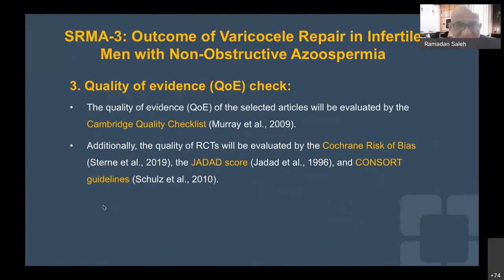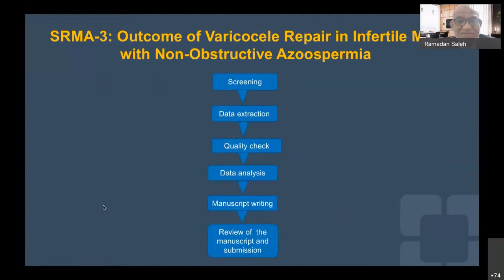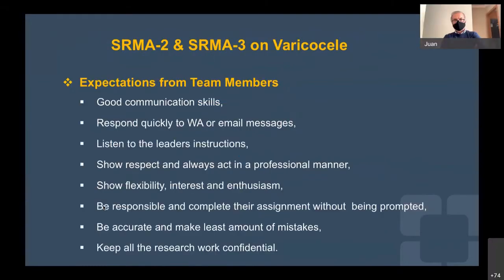These are the same as the second systematic review and meta-analysis. And the same policy also for accuracy of data collection. The same scenario.